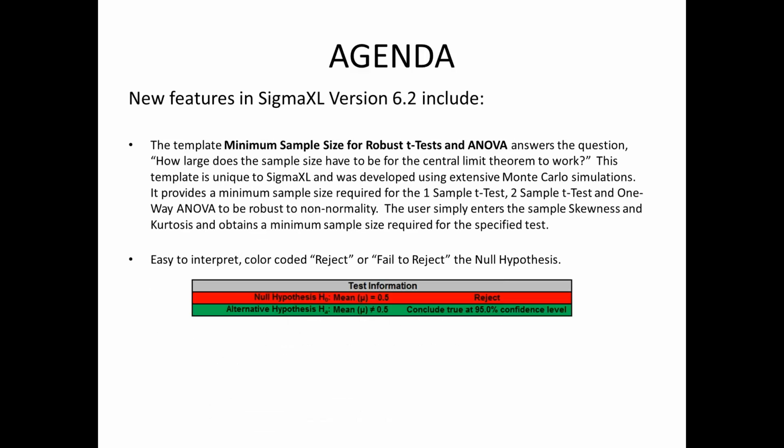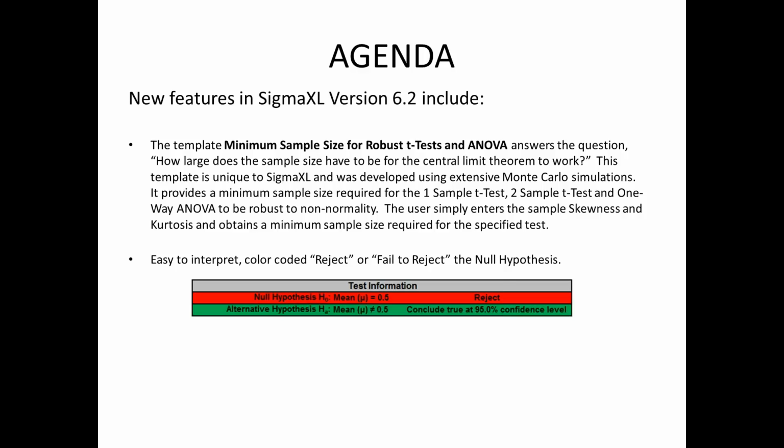Just by way of introduction to the minimum sample size for robust T-tests, that template answers the question: how large does a sample size have to be for a T-test to be robust to the assumption of normality? It's often said that you use a sample size of 30, but that really depends on what your skewness and kurtosis are and exactly what type of test you are doing.